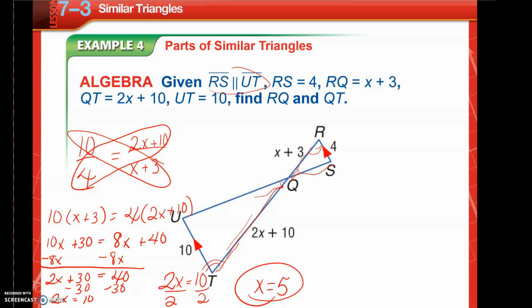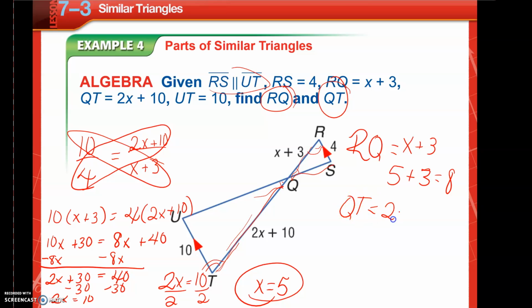So we were supposed to find RQ and QT. Always make sure we found x. So RQ equaled x plus 3, but x is 5, so it equals 5 plus 3. And QT equals 2 times 5 plus 10. So 10 plus 10, which equals 20. So there's RQ and QT.